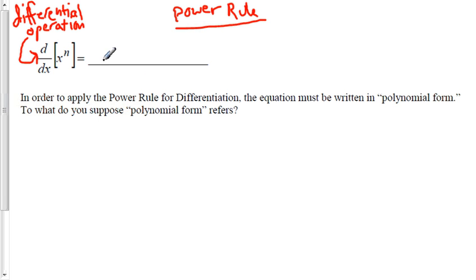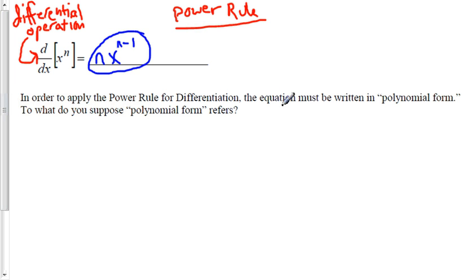So our power rule says take what the exponent is, put it up front. If there was a constant there, you'd multiply it by the constant, and then the exponent becomes 1 less. So this is going to be our first rule of differentiation.